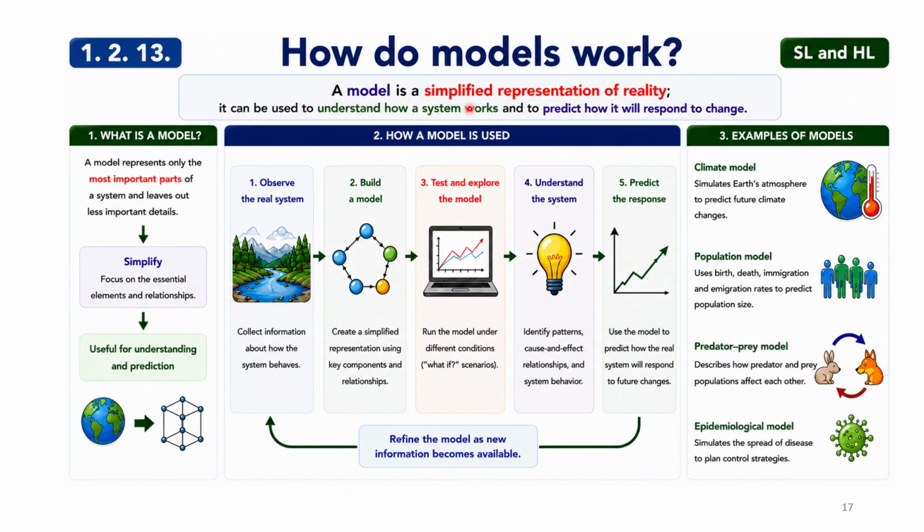Understanding how models work is essential because they allow us to study complex environmental systems in a simplified way. A model focuses on the most important components and relationships, removing unnecessary details while retaining the features needed to explain and predict system behavior. The modeling process begins by observing the real system and collecting reliable data. Scientists then build a simplified model using key variables and interactions.